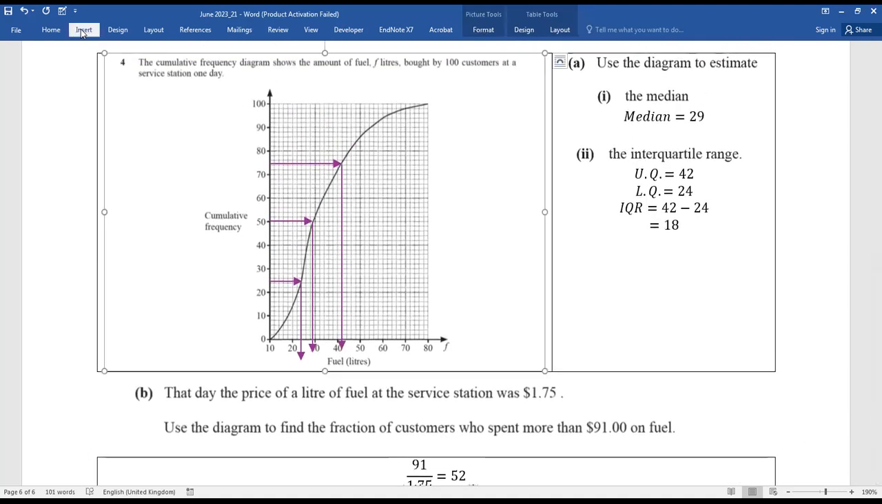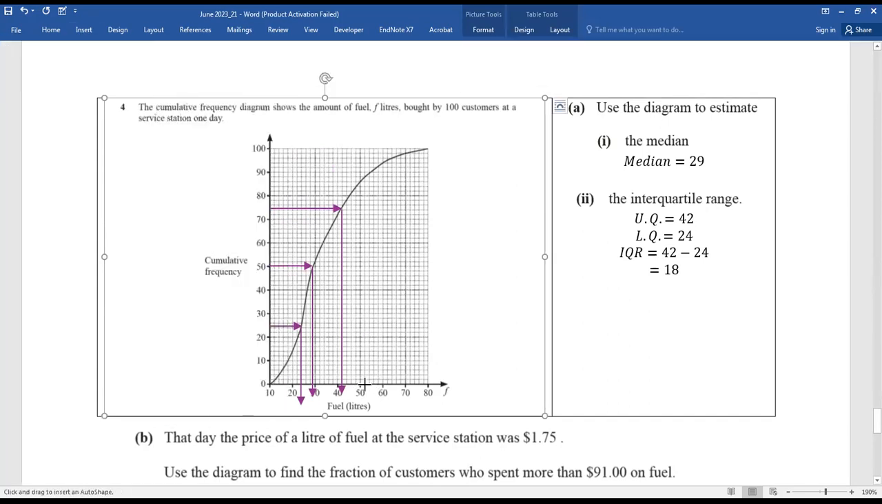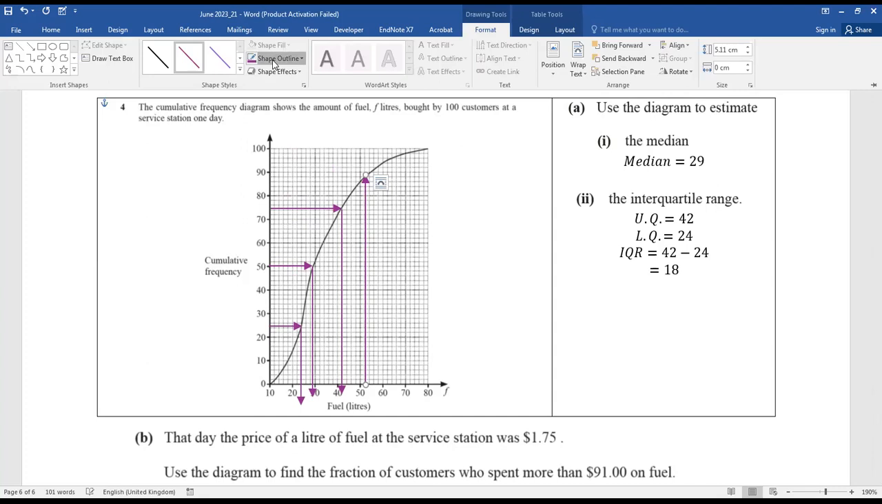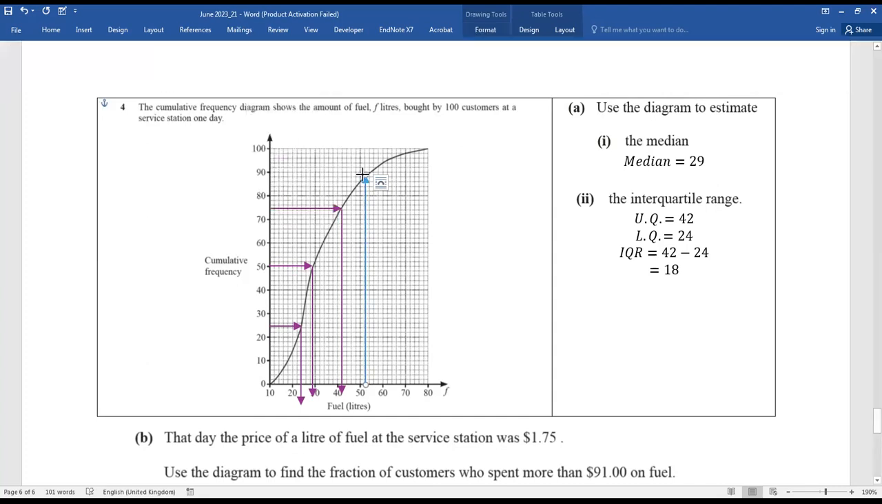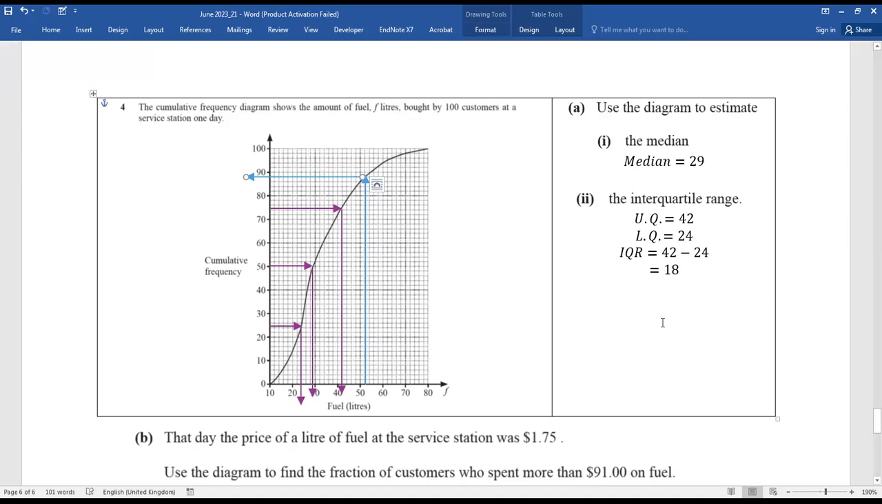If I were to read that from the graph, this is how I'll read it. 52 liters was bought by 88 people. So 88 people bought 52 liters or less. The question is asking how many people spent more than $91. That means how many people bought more than 52 liters.